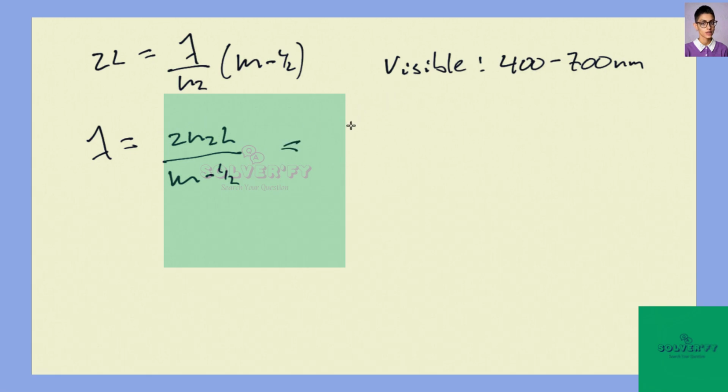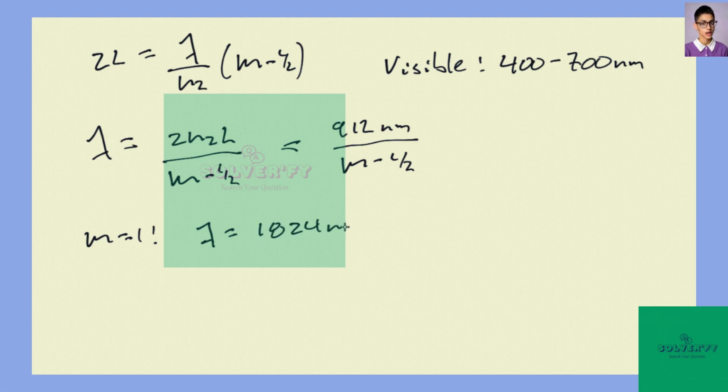First, this numerator here, if we plug in the numbers, is going to be 912 nanometers. And then we're going to divide still by m minus 1/2. So we can try m equals 1. Well, m equals 1 means we're dividing by 1/2, which is going to make the numerator larger, and the numerator is already outside the visible wavelength. So we know this is not going to be a solution, but I'll write it down anyways. For m equals 1, we have that lambda equals 1824 nanometers. So that's not in the visible spectrum, so that's no good.